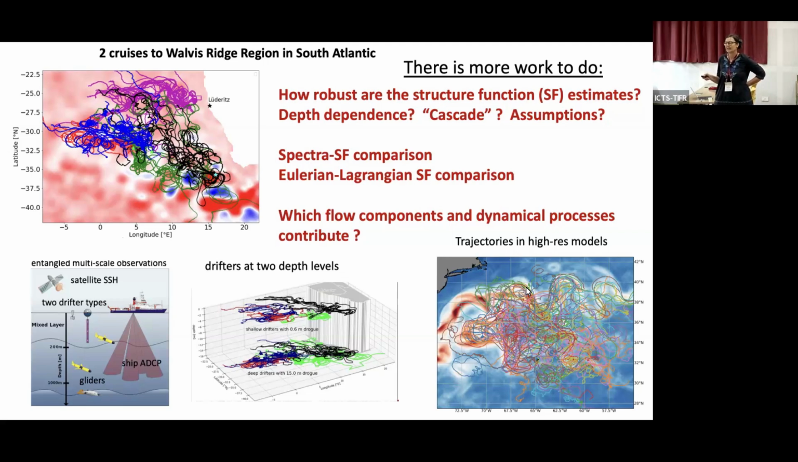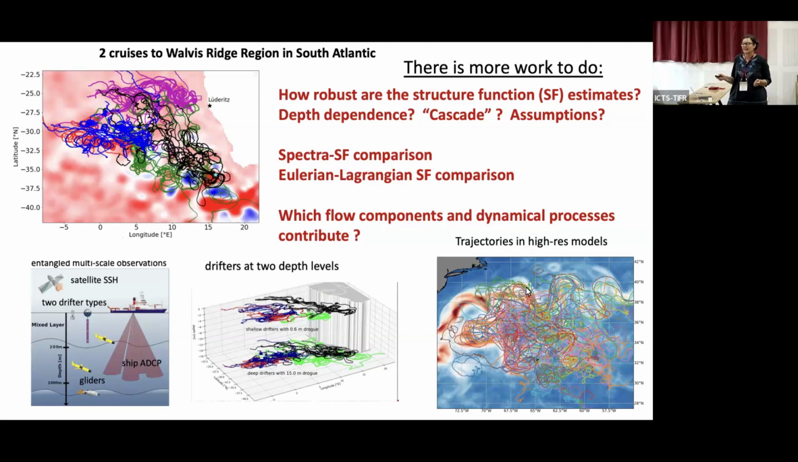And then for the interpretation, it's really instrumental to use these very high resolution models. Moritz has shown already results from that. We are also going to use this high resolution telescope simulation. It has this very high resolution in the Walvis Ridge region with floats deployed in there. And we hope to contribute to the Eulerian-Lagrangian structure function comparison and also the spectra-structure function comparison.